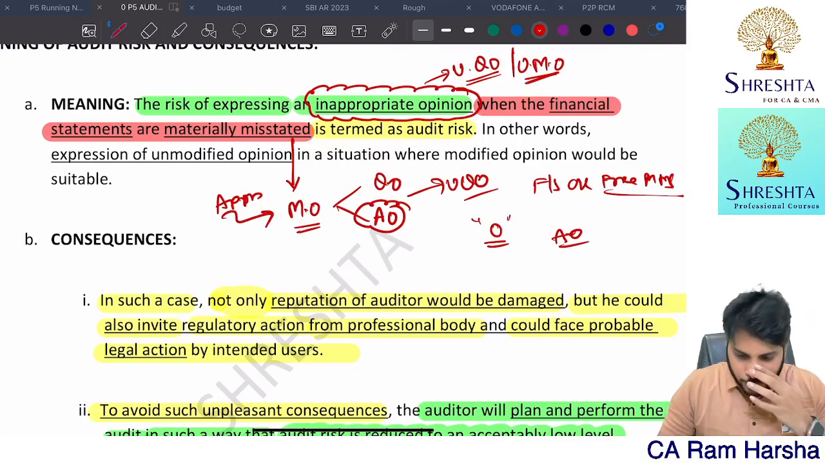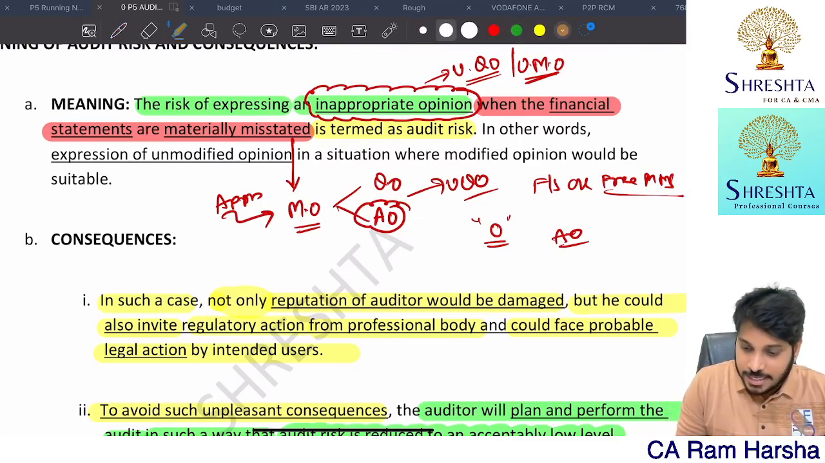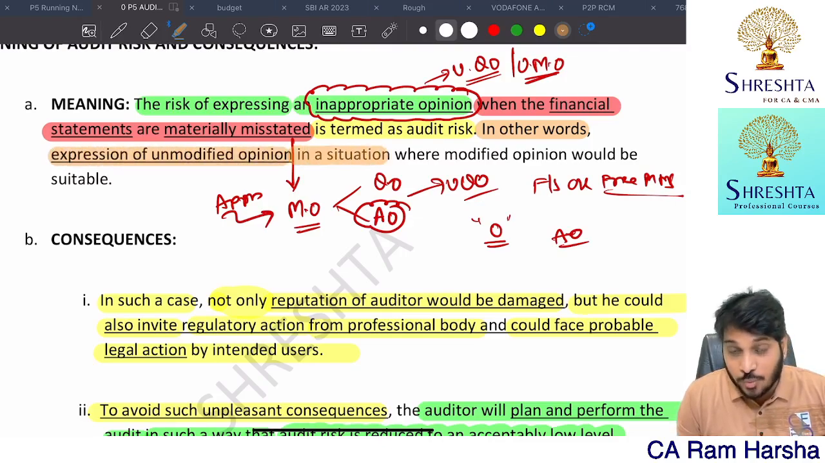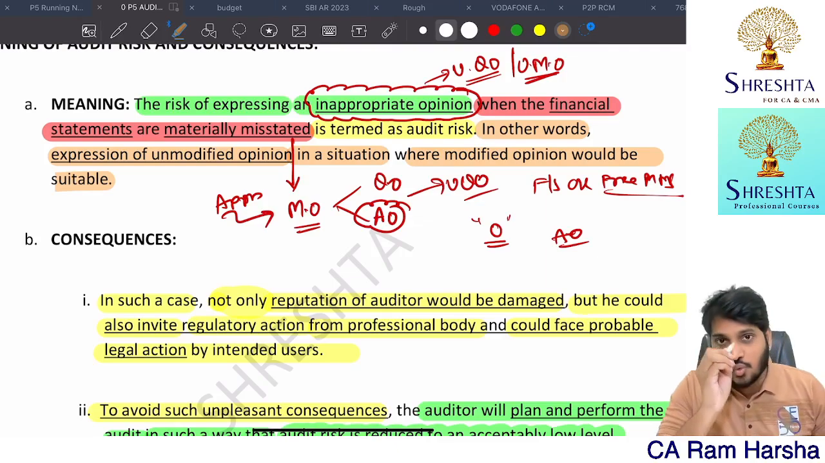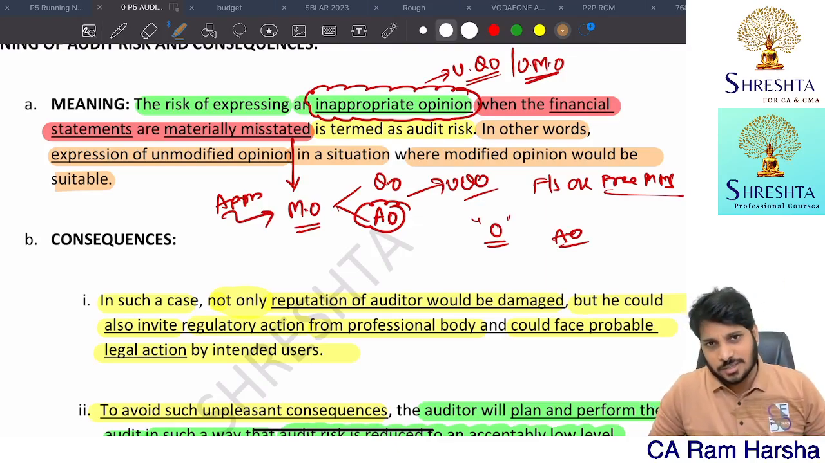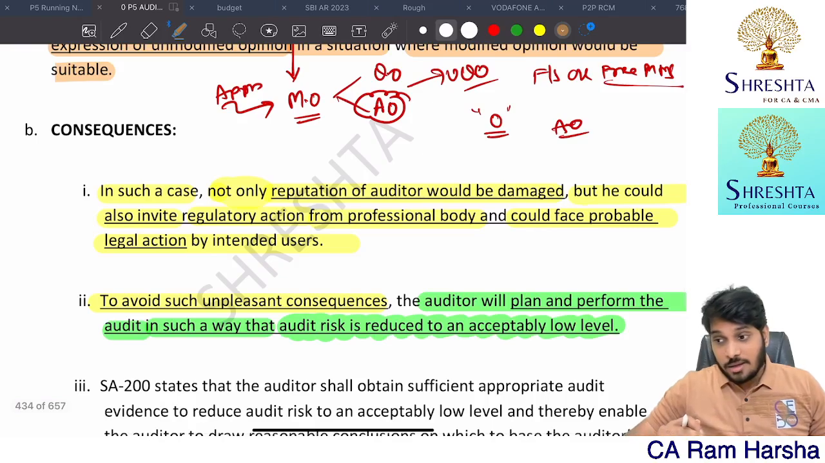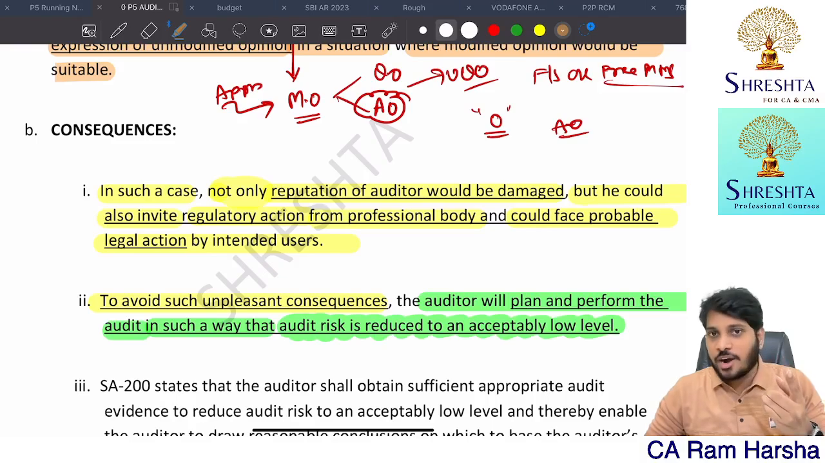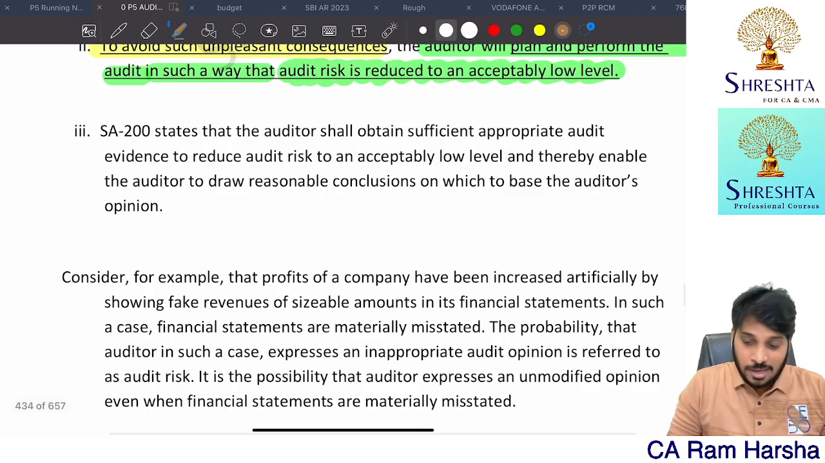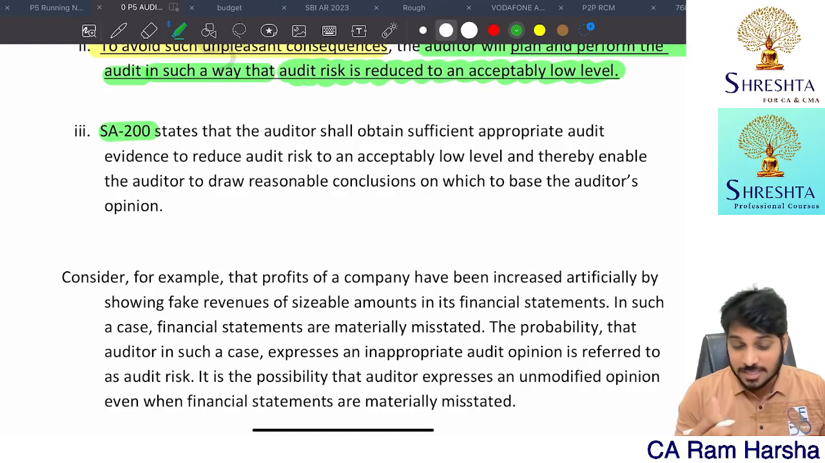That's why you see they beautifully crafted the definition. In other words, expression of unmodified opinion in a situation where modified opinion is suitable, and that is called audit risk. Wherever unmodified opinion is suitable, if you gave a modified opinion, that is not an audit risk. Remember, we have Standard 200. That is nothing but nature, objective, scope of audit chapter, inside that.